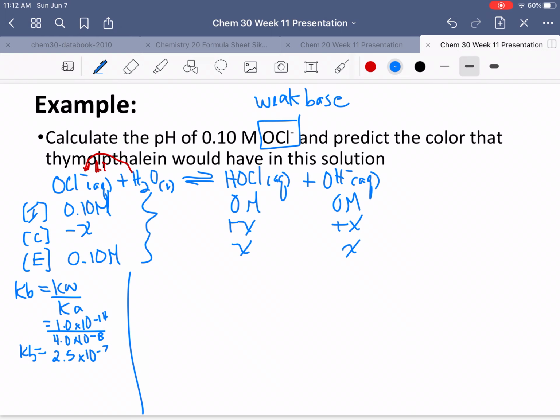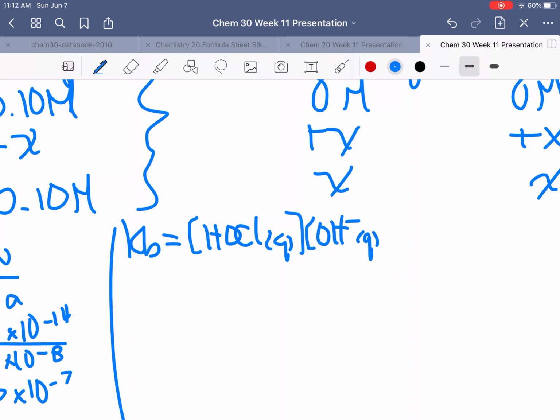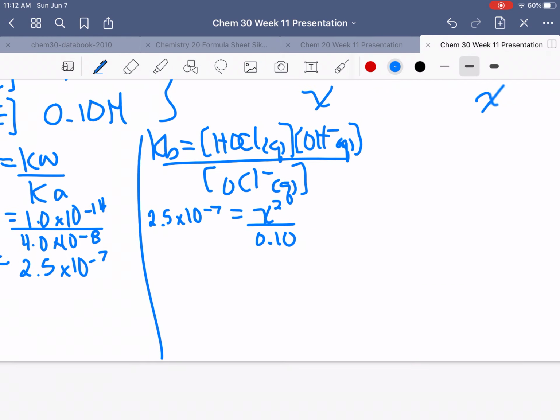Now we're ready for our equilibrium law. Create it. It's a base, hence the Kb, equals the concentration of the HOCl aqueous times the concentration of the hydroxide aqueous divided by our OCl, or hypochlorite aqueous. Okay? Plug in what you know. The Kb that we just calculated, of course, 2.5 times 10 to the negative 7 equals X times X is X squared over the equilibrium approximated concentration, 0.10.